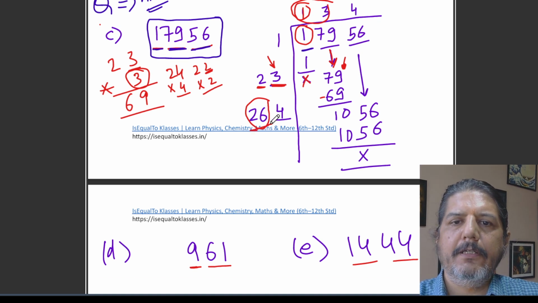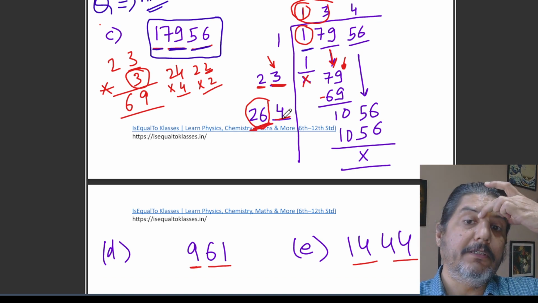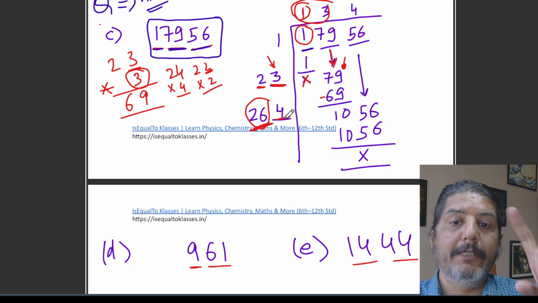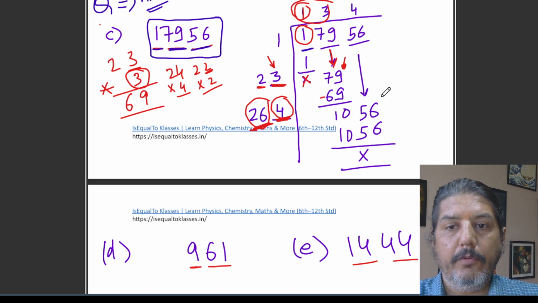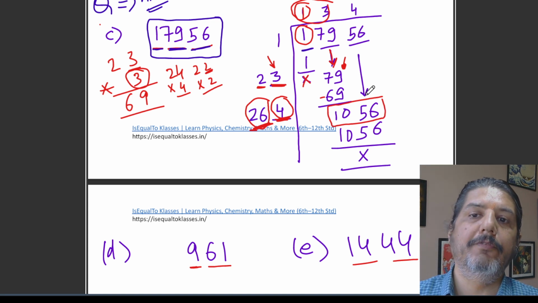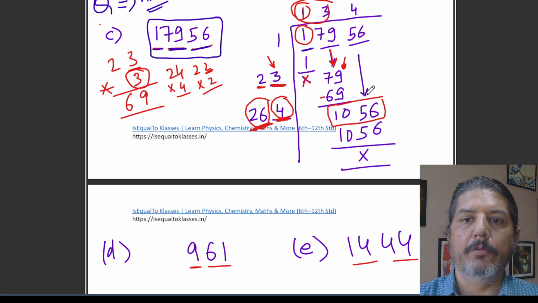So 26 is the number. Then I have a blank space here. The blank space will always have a single digit. Remember that. So 4, the number, the correct, I have to choose a number which when multiplied by itself would be either less than or equal to 1056 because 56 has come down.